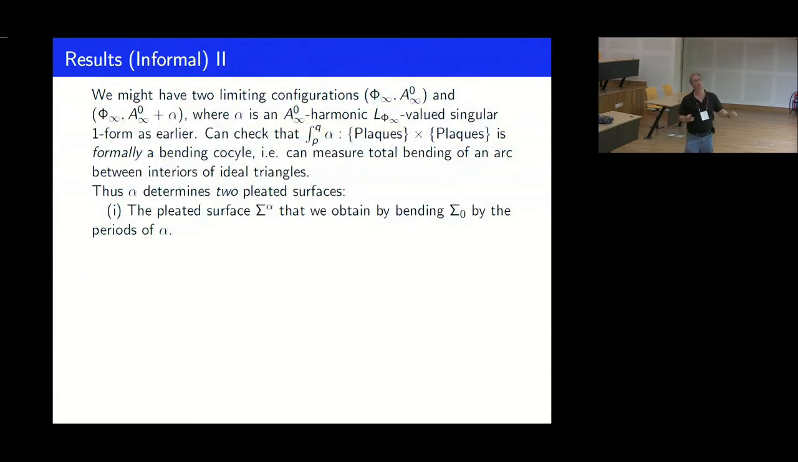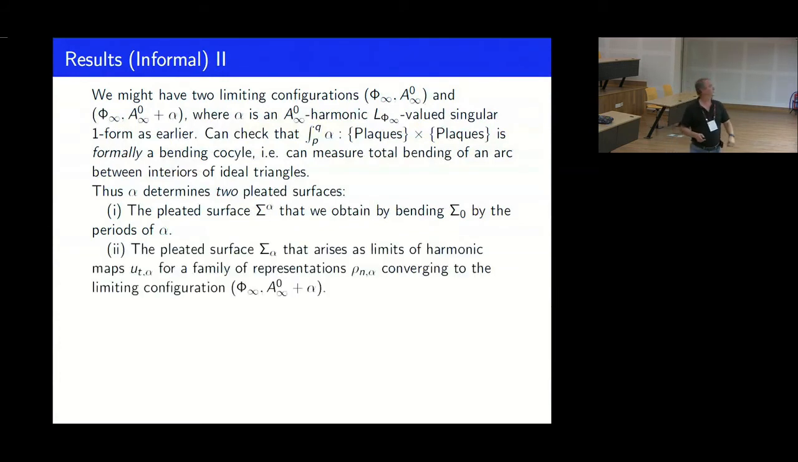That's pleated surface number one, and I put the alpha as a superscript because that's the first one. There's another pleated surface as well, the one that arises from the first theorem. If I look at the harmonic maps heading to the limit point, don't think of this as a plus sign, think of this as an entire connection. That's the phi infinity comma this connection, this limiting configuration, is a point in the end of this character variety.